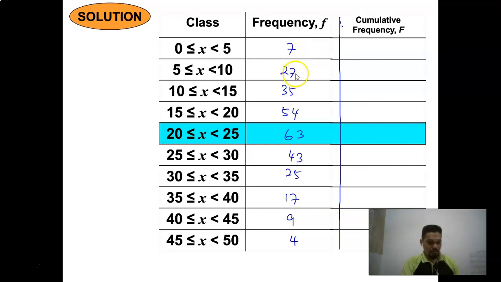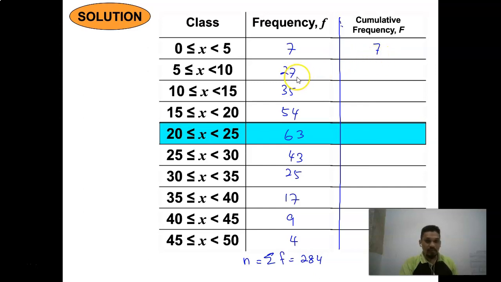7 plus 27 plus 35 plus 54 plus 63 plus 43 plus 25 plus 17 plus 9 plus 4, where the summation of f here is equal to 284. We can also put this as the number of data. Okay, now for cumulative frequency, capital F here, first is 7.